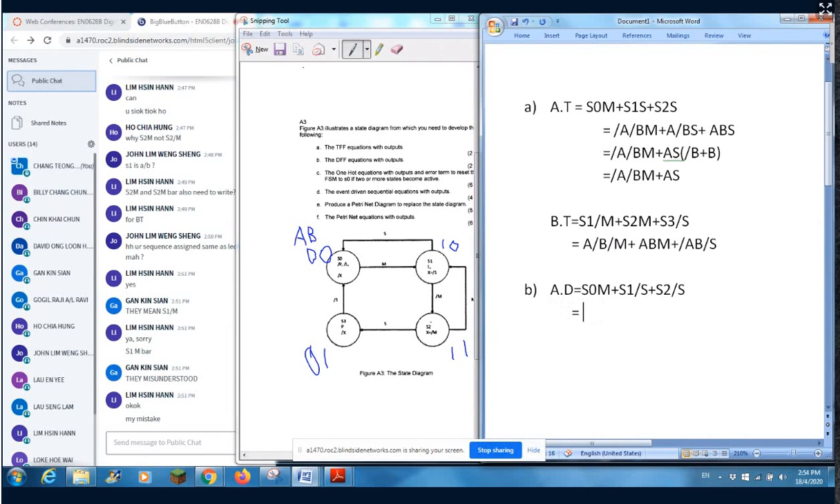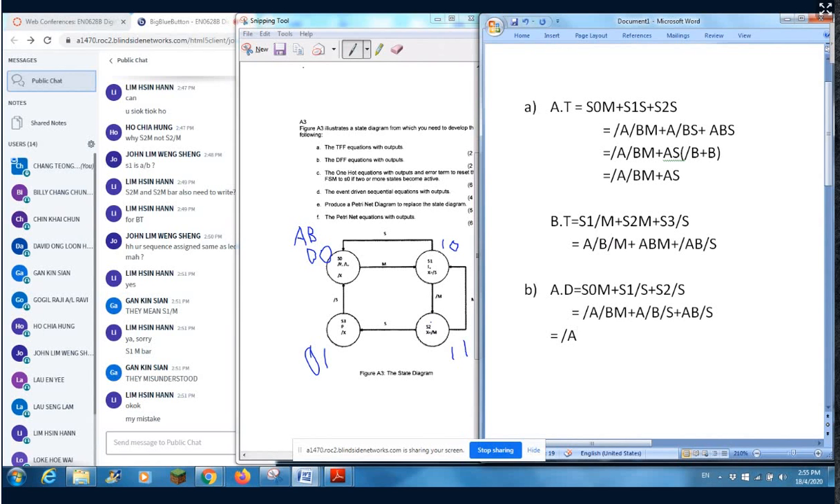So S0 is A bar, B bar, M, or with S1, which is A, B bar, S bar, or with S2. S2 is A, B, S bar. Then can we simplify this one? Okay, S0 is what? Sorry. Okay, this one you cannot simplify.